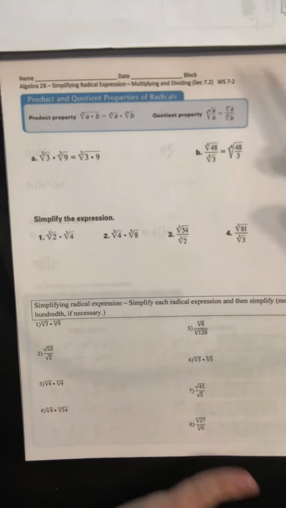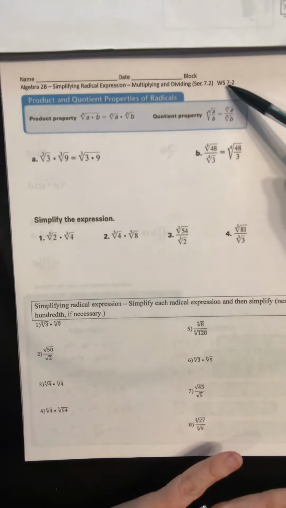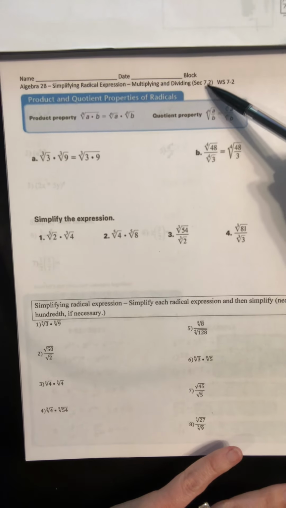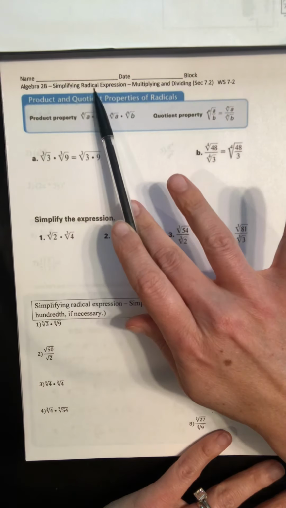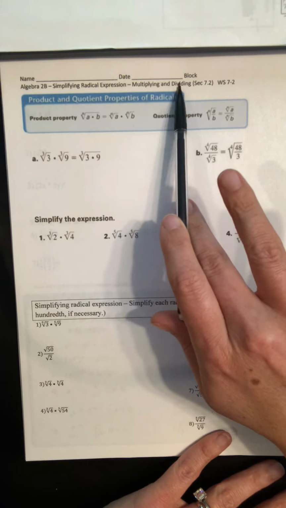Alrighty, welcome. We are on worksheet 7-2. We are actually covering section 7.2 in your textbook. We are going to be simplifying radical expressions using multiplication and division.